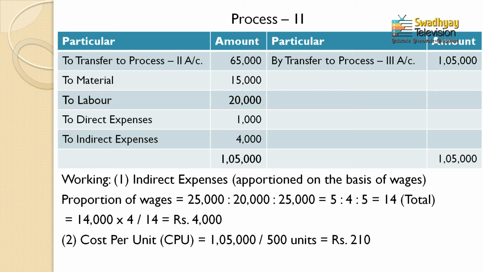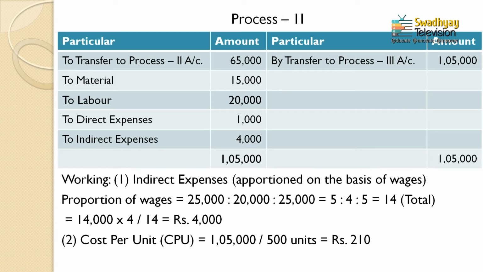We do not have these credit items, and that is why the total amount of the process 2 account comes to 1,05,000 rupees, and this total amount will be carried forward to process 3, because the finished goods of process 2 become the raw material for process 3. So, the total amount of 1,05,000 rupees will be transferred to the process 3 account.